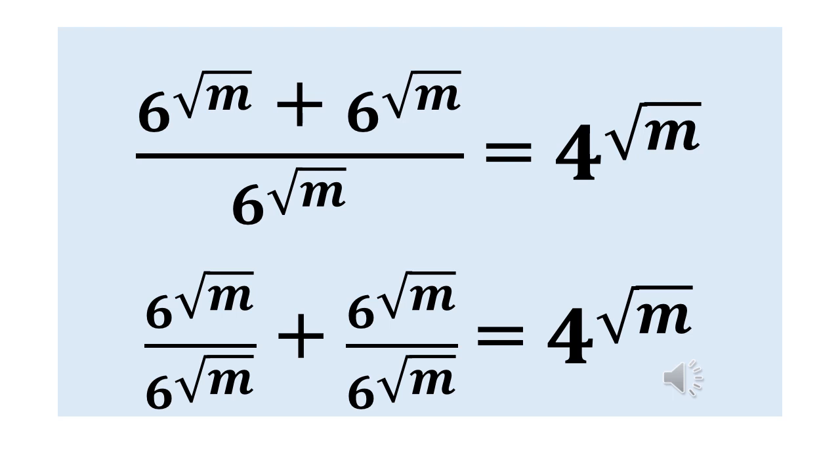From here we can simplify the left side of the equal sign by giving 6 raised to power square root of m as denominator to both numerators. So what we are going to have is 6 raised to power square root of m over 6 raised to power square root of m plus 6 raised to power square root of m over 6 raised to power square root of m equals 4 raised to power square root of m.